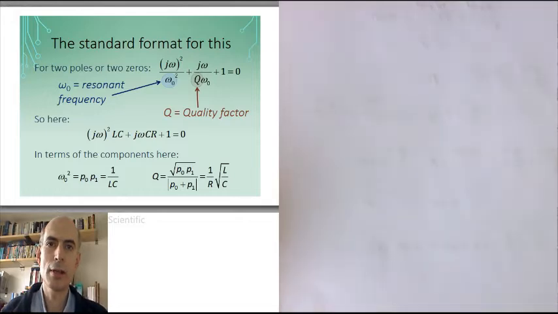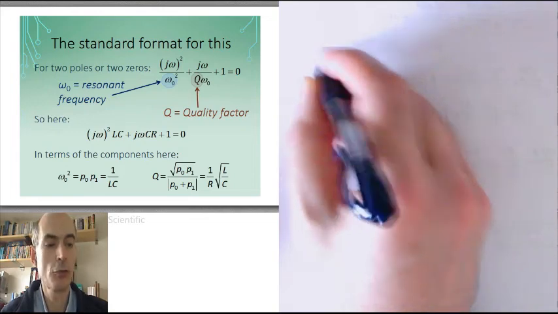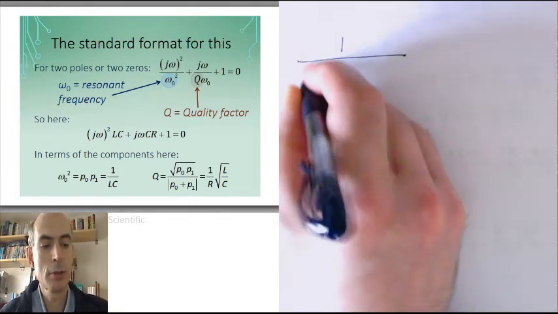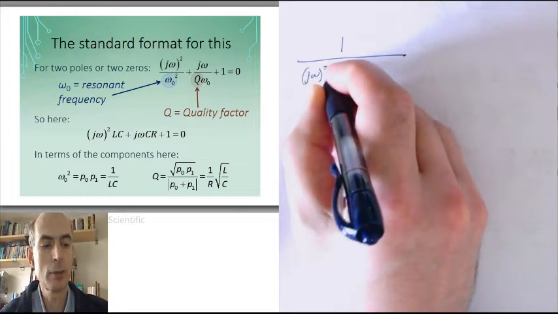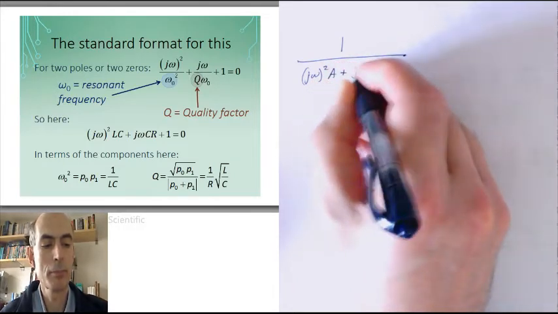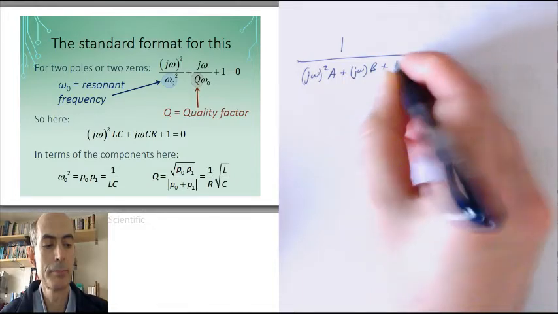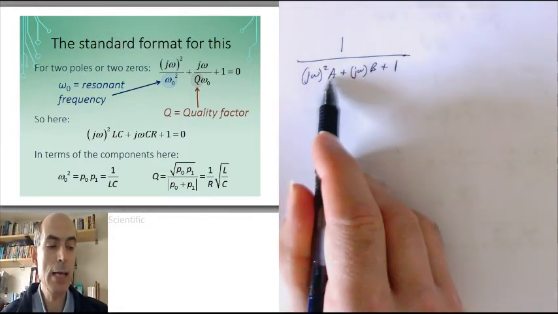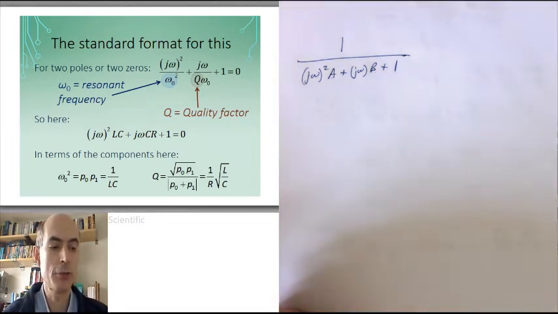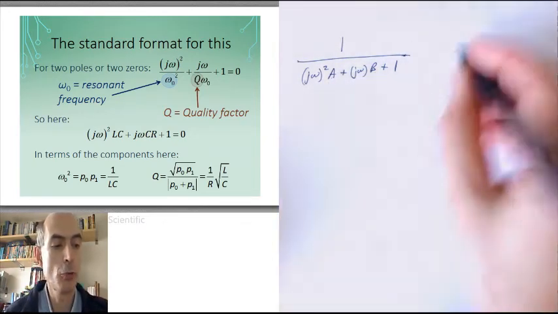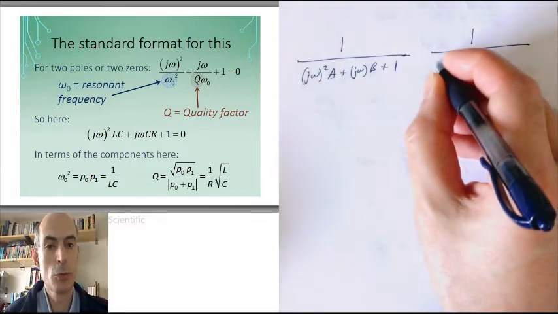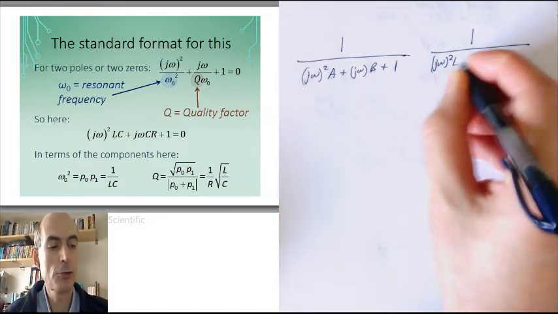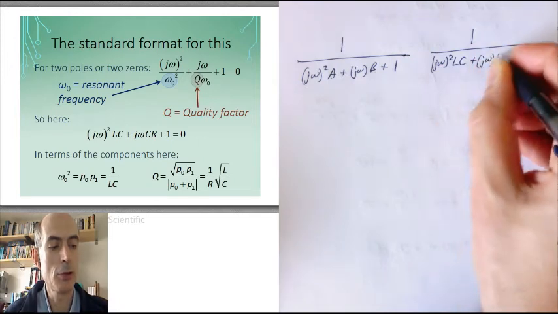First, let's have a look at the mathematical definition of these parameters and see how we can calculate them from the frequency response. Well, we've seen that the frequency response of many systems, in fact all second order systems, can be written in this form, where A and B are parameters which depend on the circuit. In the example circuit that we saw before, we got a frequency response which was j omega squared LC plus j omega times RC plus 1.